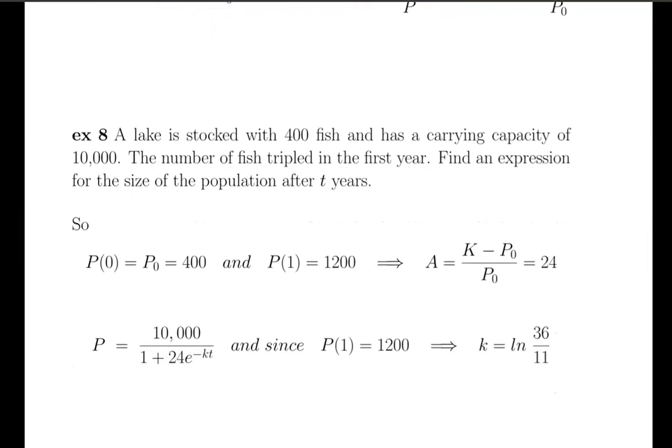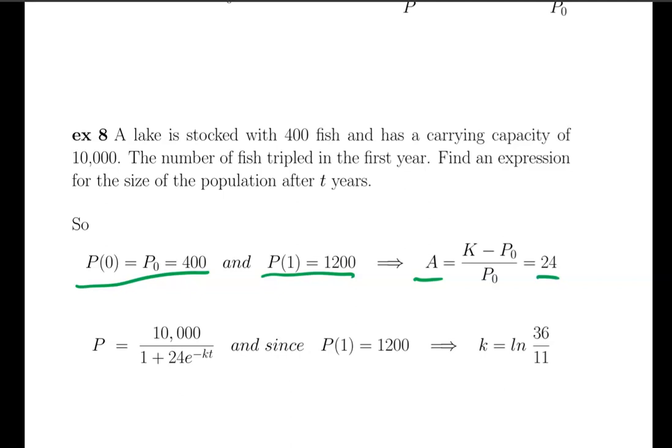So let's do one of these and see how this works. We stock a lake with 400 fish, and we know the lake has a carrying capacity of 10,000. After the first year, we have triple the amount of fish, so let's find an expression for the size of the population. The initial population P0 is 400, and after a year it triples, so P of 1 is 1,200. We can also figure out A. It's the carrying capacity minus the initial population over the initial population, so it's 10,000 minus 400 over 400, which gives us 24.